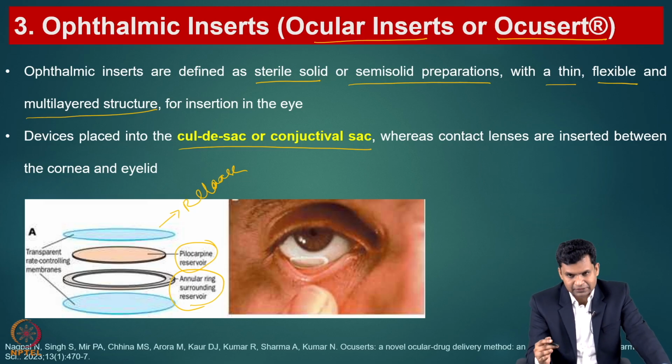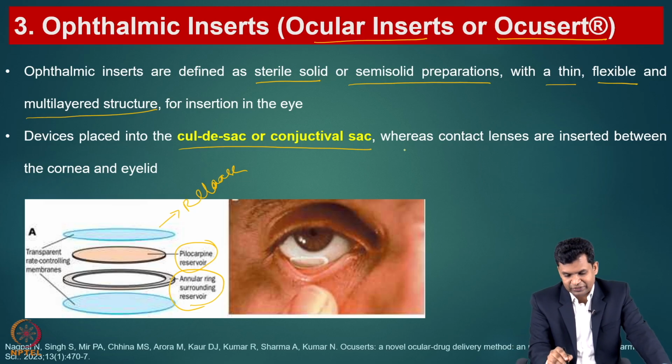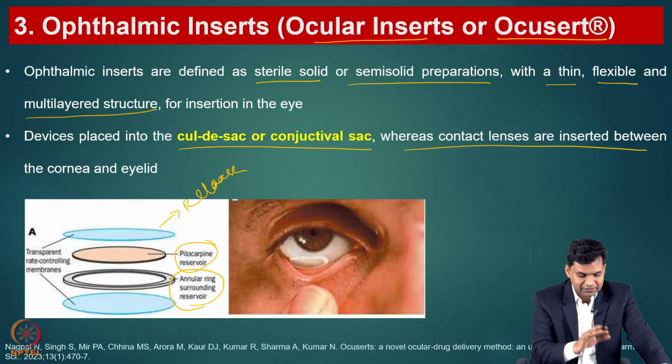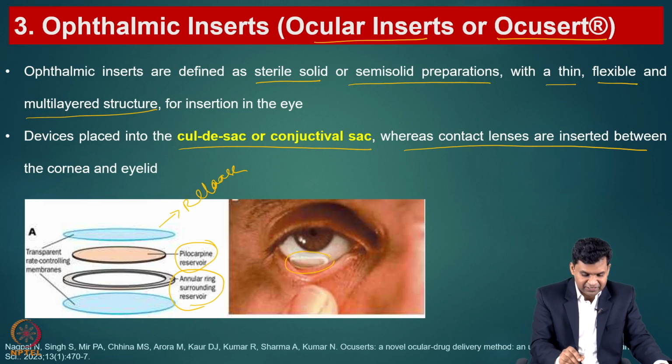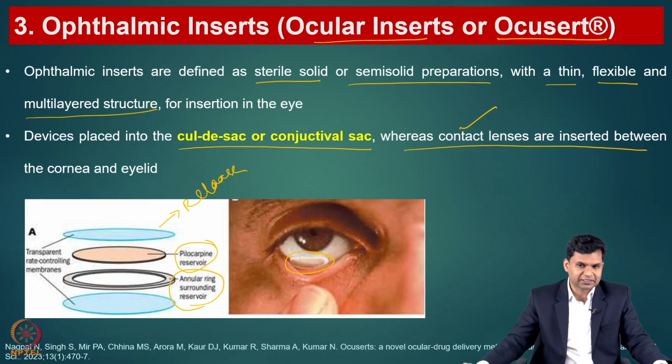So, then it will contact the lacrimal fluid, and then it will get moisture, and slowly the drug will be released. Whereas contact lenses are inserted between the cornea and the eyelid. So, that is the difference. The ophthalmic inserts have multi-layer structures, and their placement is completely different compared to contact lenses, and the purpose is also different from contact lenses.